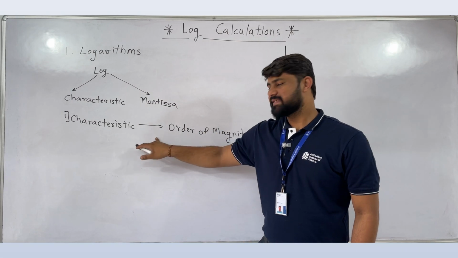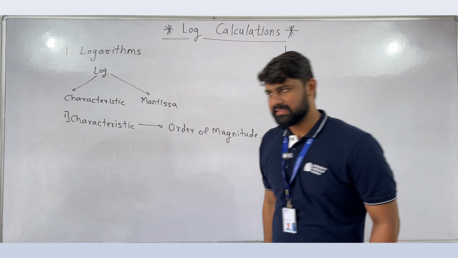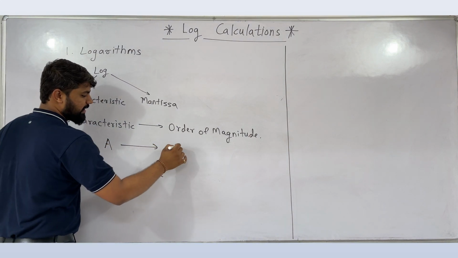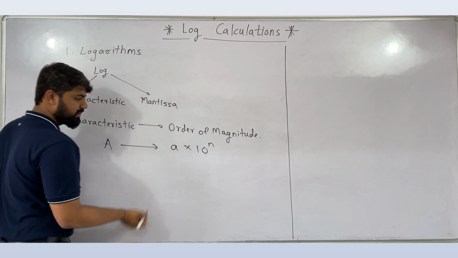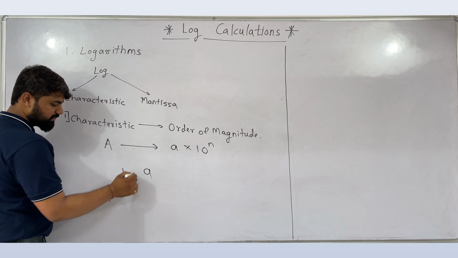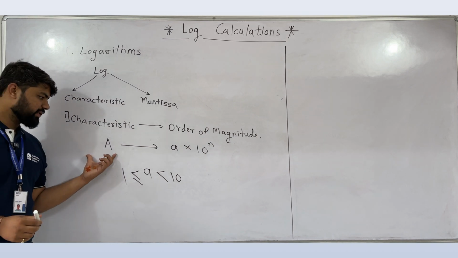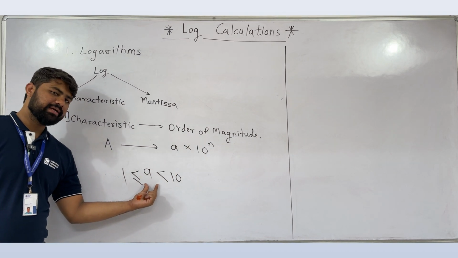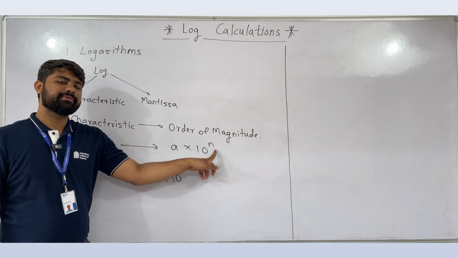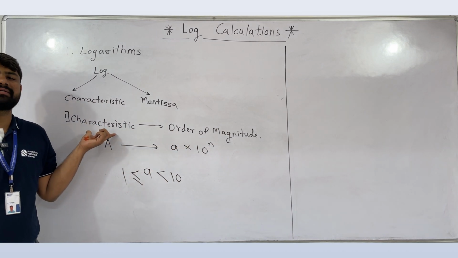Characteristic of a number is basically the order of magnitude of that number. What do we mean by order of magnitude? Let's see. If I have a number a, then I can represent this number in the format a times 10 raised to n, such that a lies between 1 and 10. What I mean by that is 1 is less than or equal to a is less than 10. If I represent a in such a way that this small a is more than or equal to 1 and less than 10, then the power we get of 10 is known as its order of magnitude, which means that is the characteristic of the given number.